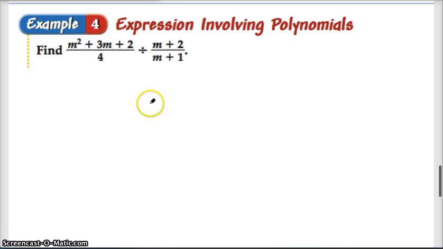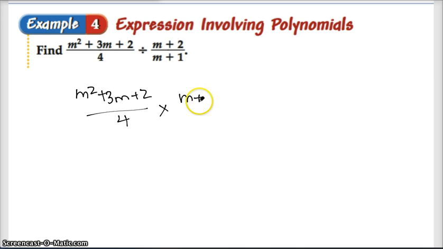If we look at this next example, very similar idea. Sometimes I like to factor before I put them all together, but let me go ahead and just write out exactly what I'm going to do. I'm going to take my first fraction, leave it alone, change my division sign to multiplication, and take the reciprocal of the fraction coming after the division sign. When I've done that, now I'm going to put everything together as it is factored. M plus 2.